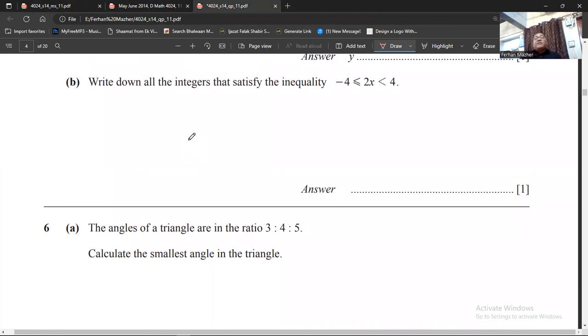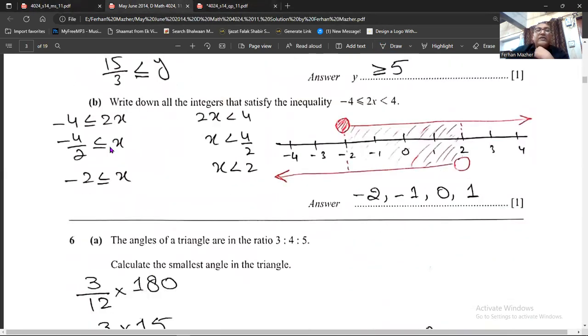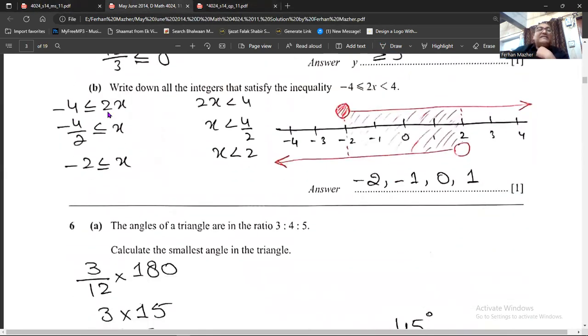Question number 5B part, he says write down all the integers that satisfy the inequality. So first of all, I will solve this portion, then I will solve this portion. Okay, so let me show you. Here we go. Minus 4 less than or equal to 2x. So minus 4, this 2 is multiplying. It will go on the other side. It will divide. So minus 4 divided by 2, that's minus 2. X is greater than or equal to minus 2.